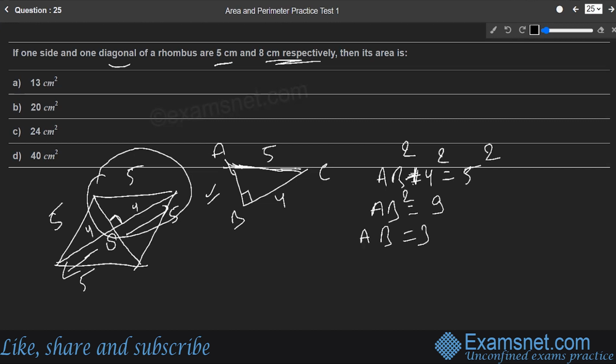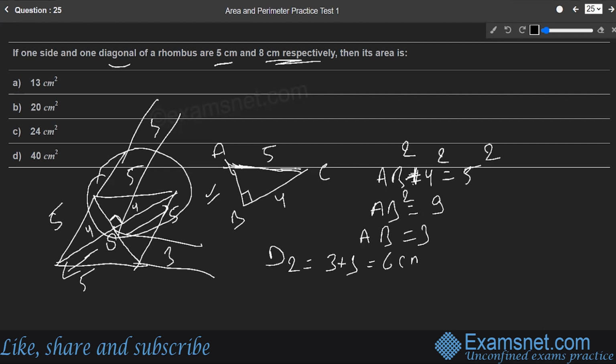So in the figure, since the diagonals bisect each other and the top length has come out to be 3, then the bottom length will also be 3 because they are equally bisected. So we can say the length of the other diagonal will be 3 plus 3, that is 6 centimeter. And the length of the first diagonal is already given to us as 8 centimeter. Okay, so we have got both the diagonals with us.